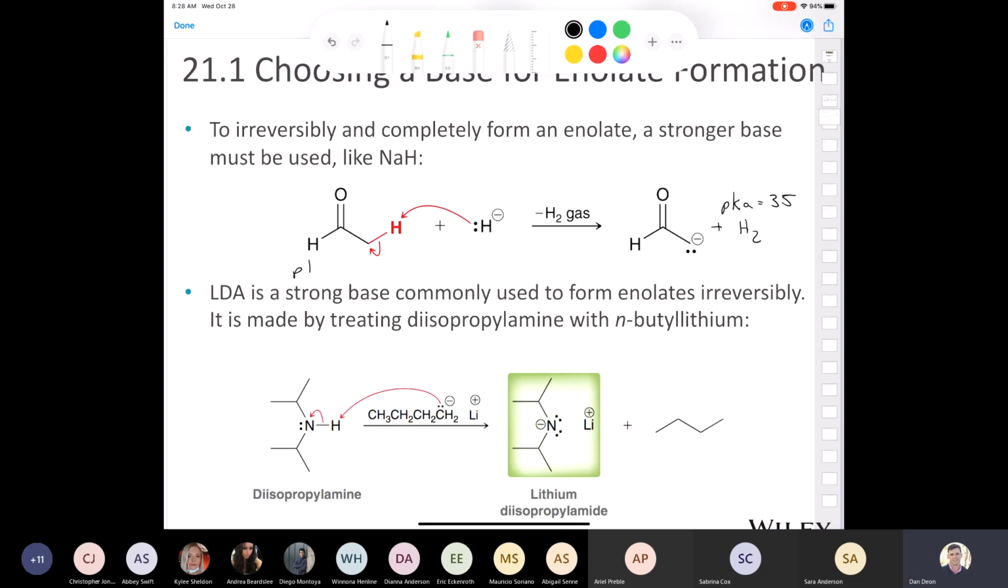And the pKa of acetaldehyde was what, 16.7? So you can see that the equilibrium is going to lie to the side of the weaker acid. Heck yeah, it's going to lie to the side of the products.